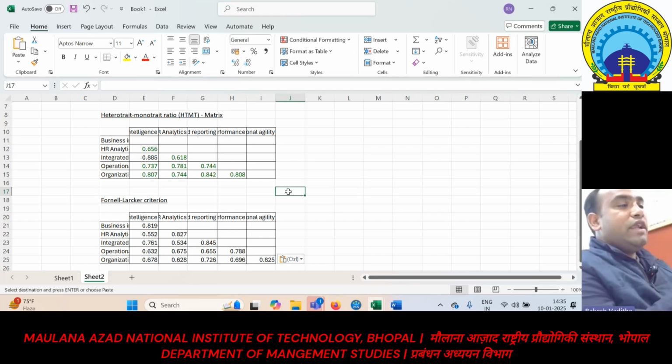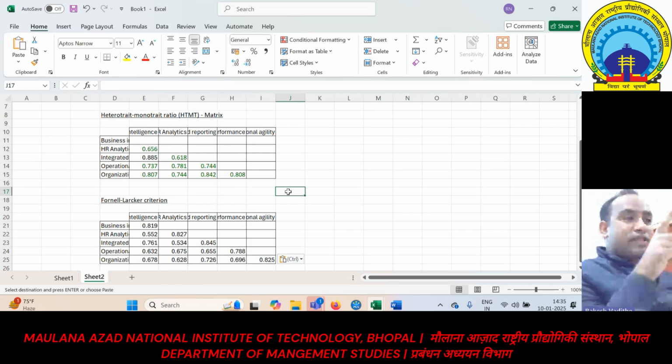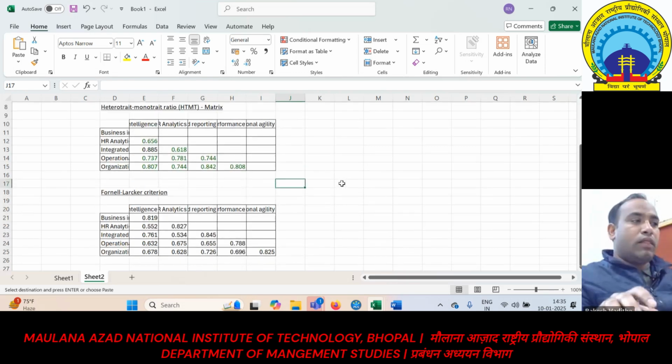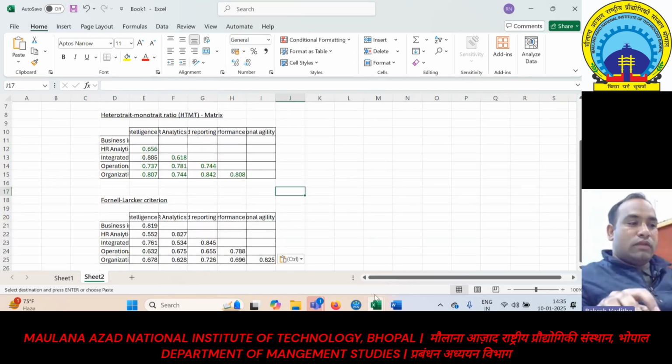In discriminant validity, in case the HTMT matrix is not fulfilling your model, you go to the Fornell-Larcker criteria. This same thing happened in our study. Here you can observe the integrated reporting is showing 0.885. It should be below 0.85. That's why we won't consider the HTMT matrix for our study.